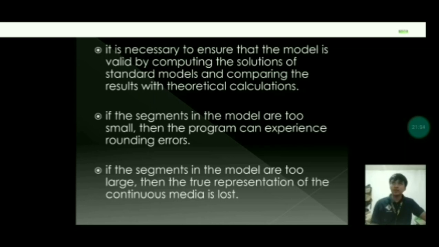There are also limits to the discretization, like if the segments in the model are too small, then the program can experience rounding errors. If the segments in the model are too large, then the true representation of the continuous media is lost. It is possible to construct a material barrier between two nearby nodes, with the distance between them acting as the upper bound on the spatial resolution. Changing the mesh size in the same model and running the calculations again is a recommended practice. It is very likely that the solution is correct if the solutions are almost identical.